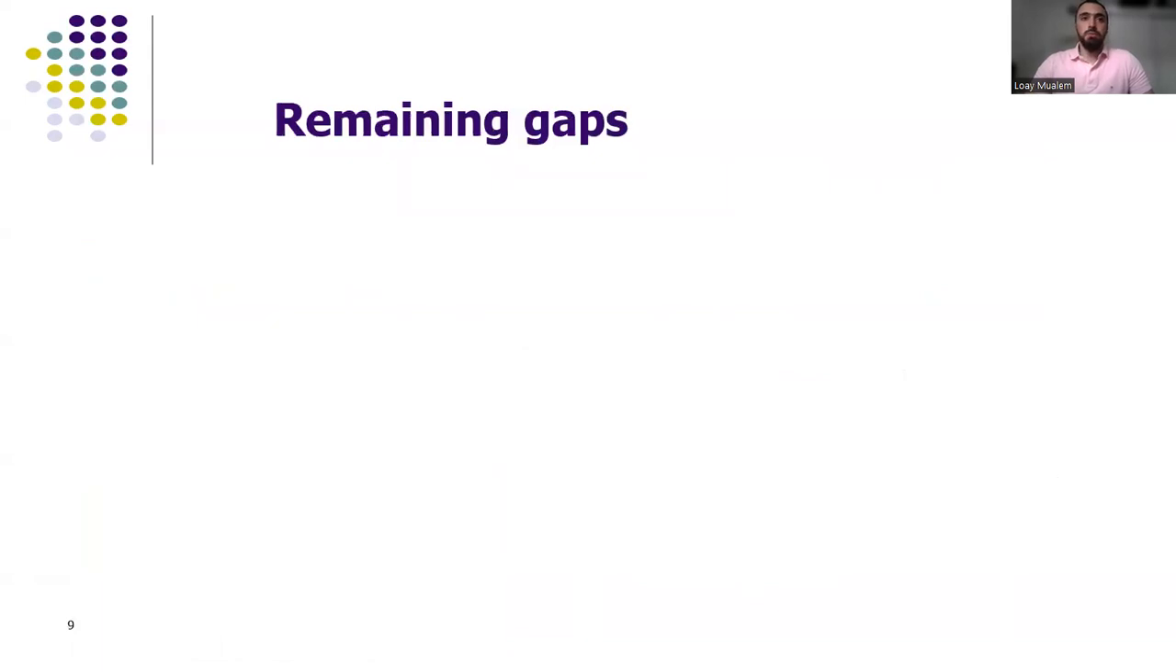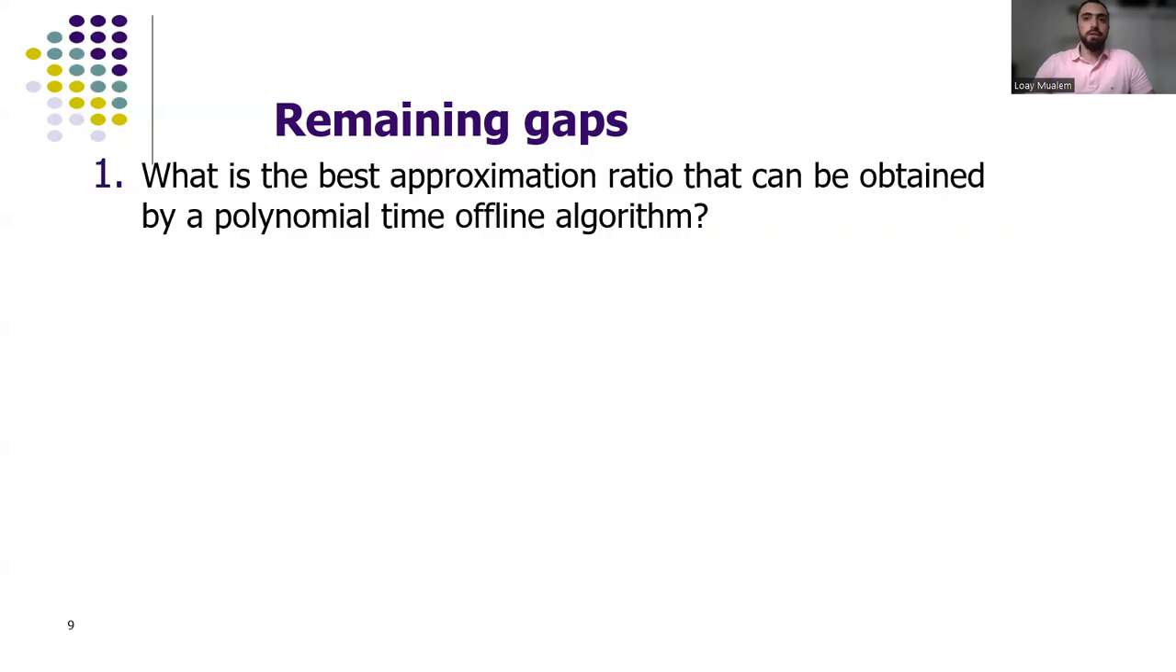All right, so a few questions remained open as gaps. First one is, what is the best approximation ratio that can be obtained by a polynomial time algorithm? In particular, can such an algorithm guarantee a better than 1/4 times (1 minus m) approximation? And if not, how much slower must an algorithm be that improves this approximation ratio?